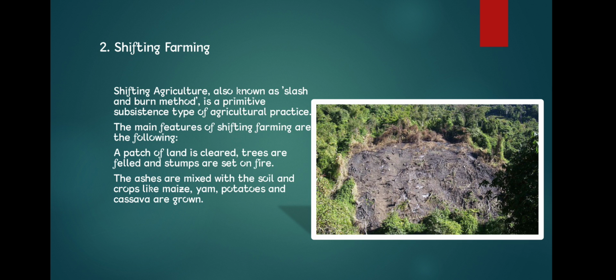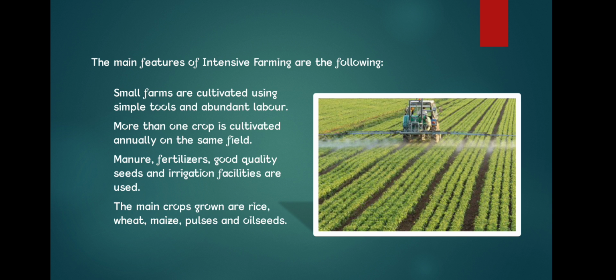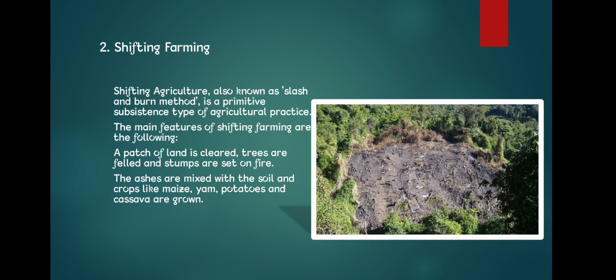So coming to shifting cultivation. We discussed intensive subsistence farming. Now coming to shifting farming. Shifting cultivation is practiced even today mainly by tribal people in some primitive and densely forested areas, some forested regions of the world.